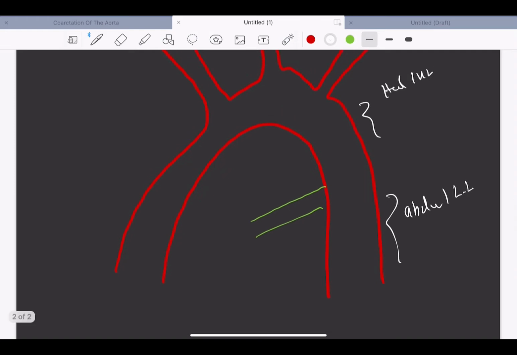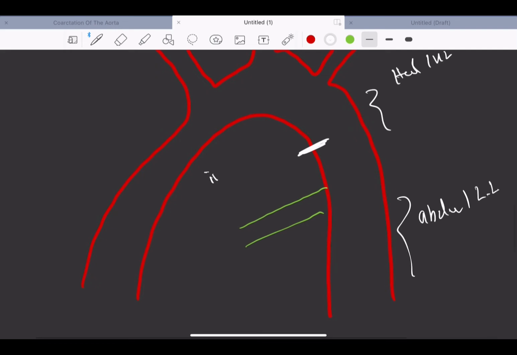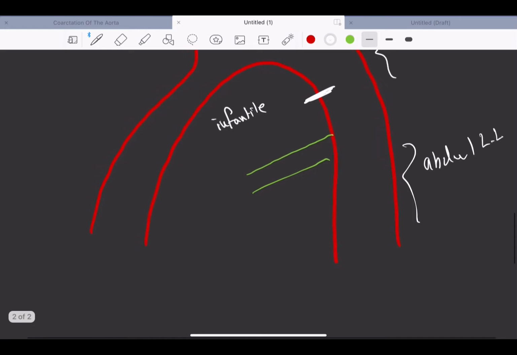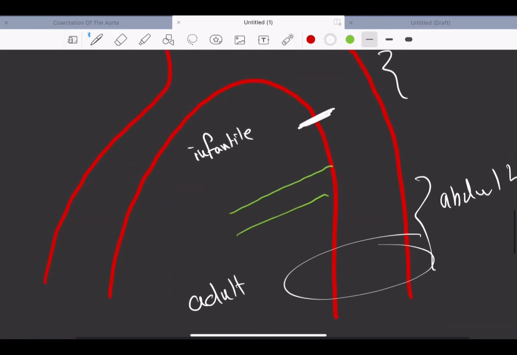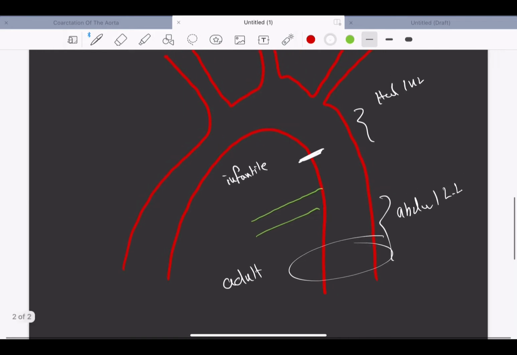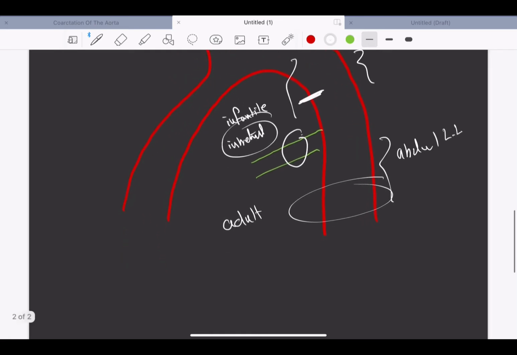If the coarctation of the aorta happens before the ductus, like right here, we call this the infantile form. And if it happens after, we call it the adult form of coarctation. A good way I used to remember this is that infantile means in between, and it's in between the ductus and the left subclavian. So this is something to keep in mind.